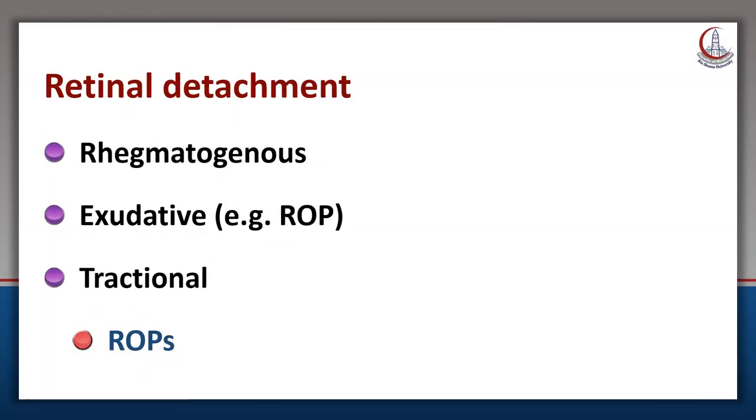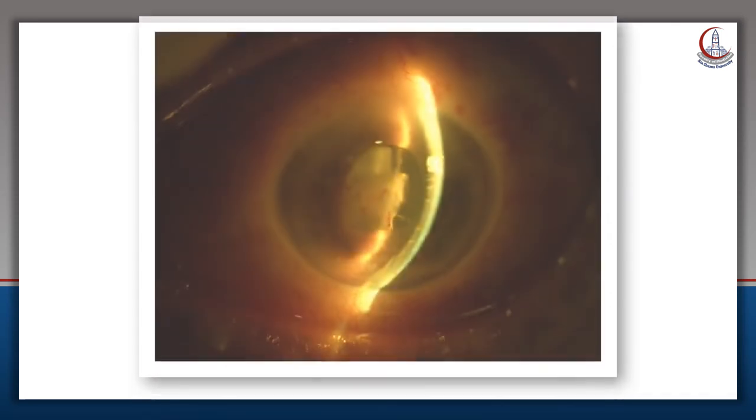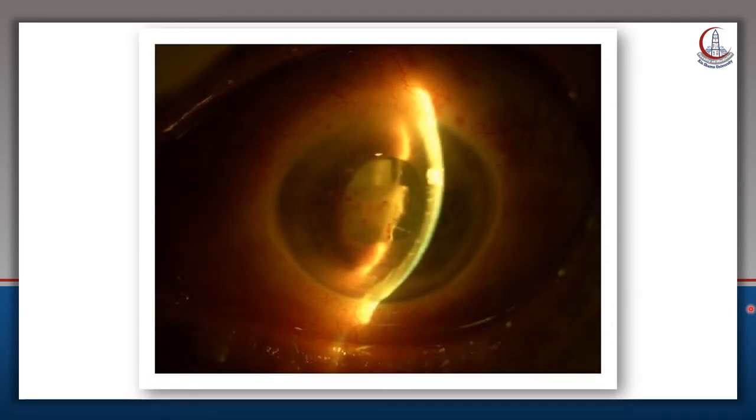Also, other causes are retinal detachment. This can be rhegmatogenous, exudative, or tractional, like in retinopathy of prematurity and other diagnoses. In contrast, while examining, we can find that the cornea has some precipitates, and there may be flare and cells in the anterior chamber and a fibrin membrane in the pupil. There may be hypopyon. There may be a cataract, ciliary injection. And when we look at the rest of the body, we may find swollen joints or signs of sepsis.